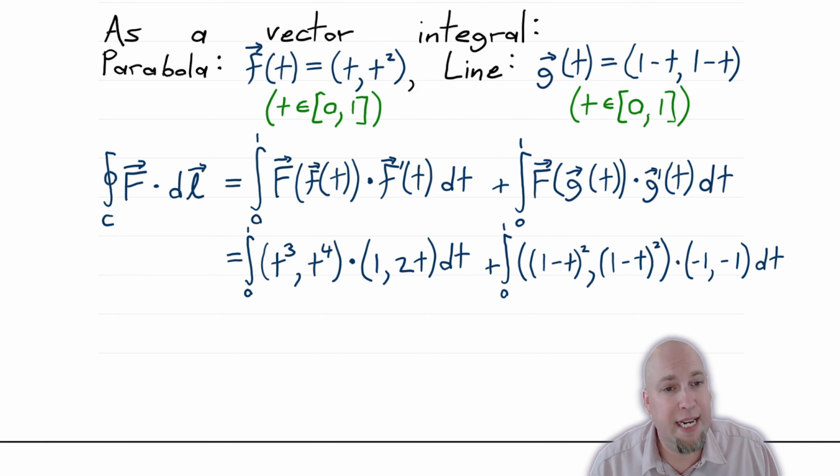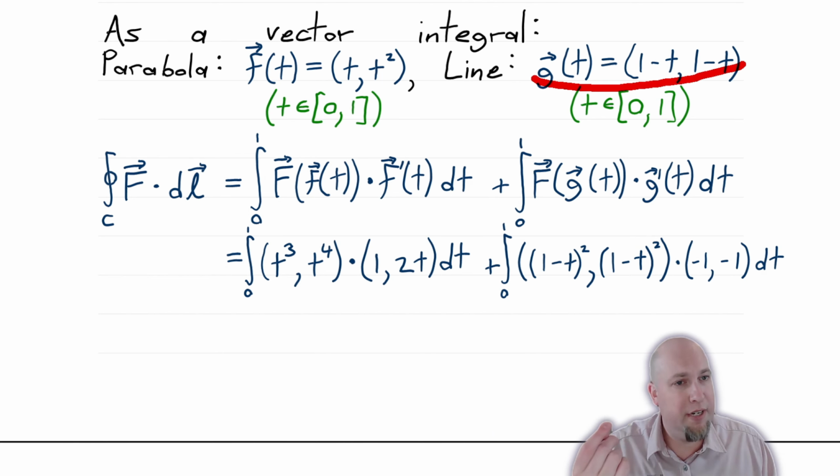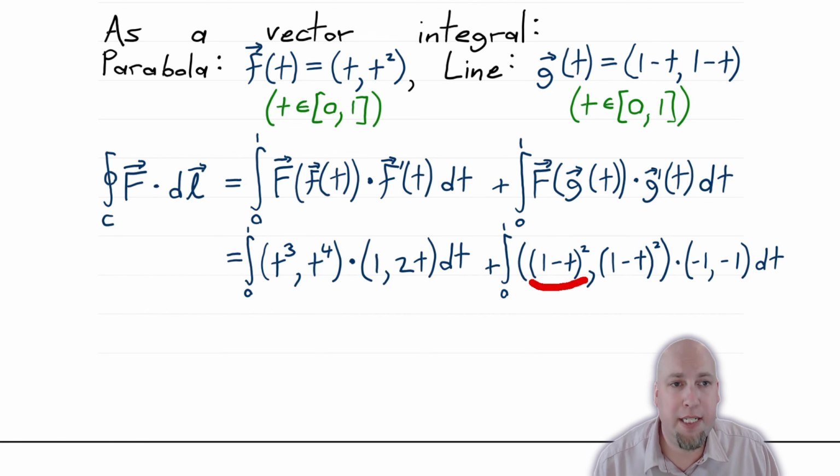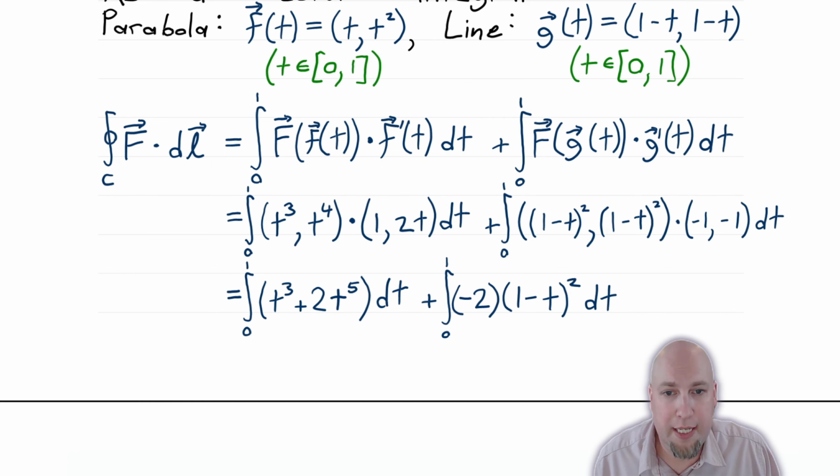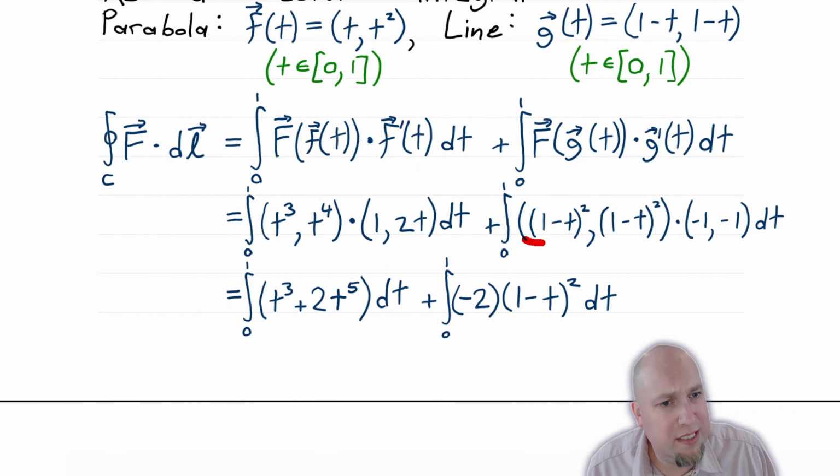And do the same thing for the second integral now. Vector field applied to this path. So again, the first entry of my vector field is x times y, so 1 minus t times 1 minus t. The second entry of my vector field was y squared, so 1 minus t squared is the second entry. And then velocity vector g prime, just take the derivative of each entry, you get the vector -1, -1. Now I compute a couple dot products. Over here, I'm going to get t cubed plus 2t to the power 5. Over here, I'm going to get 1 minus t squared times -1 plus 1 minus t squared times another -1. That's just -2 times 1 minus t squared.